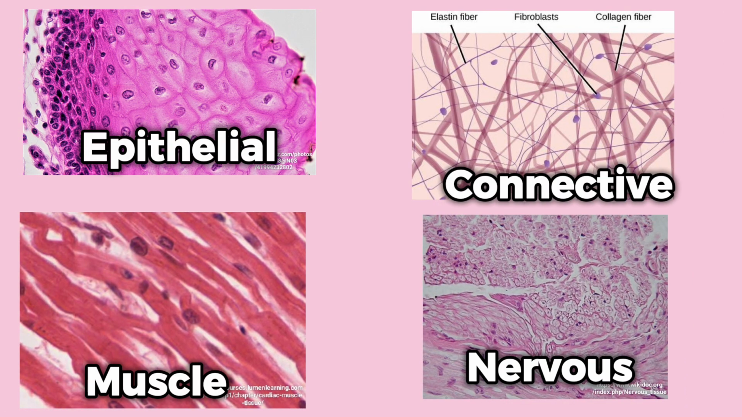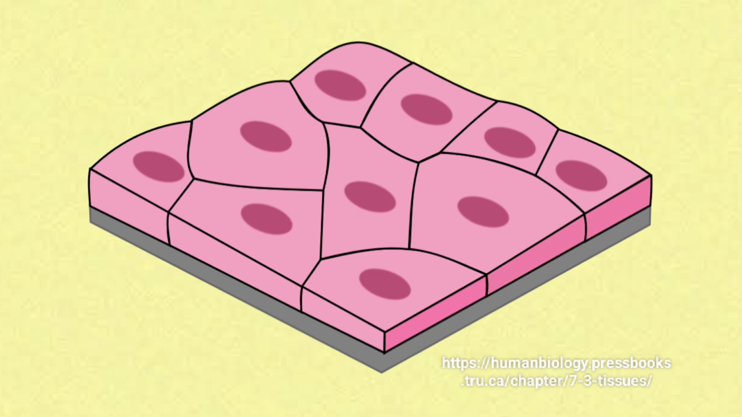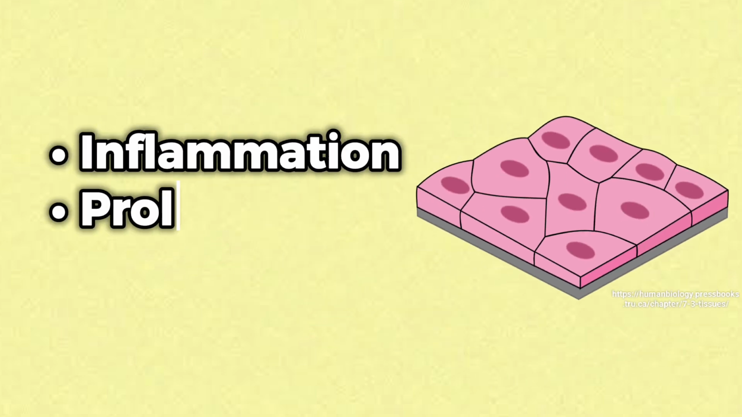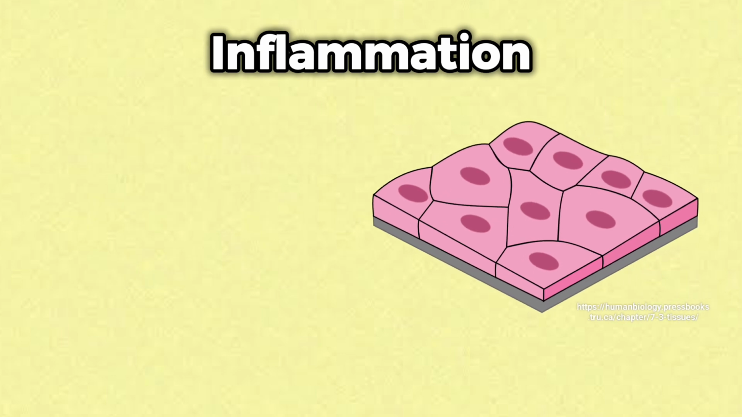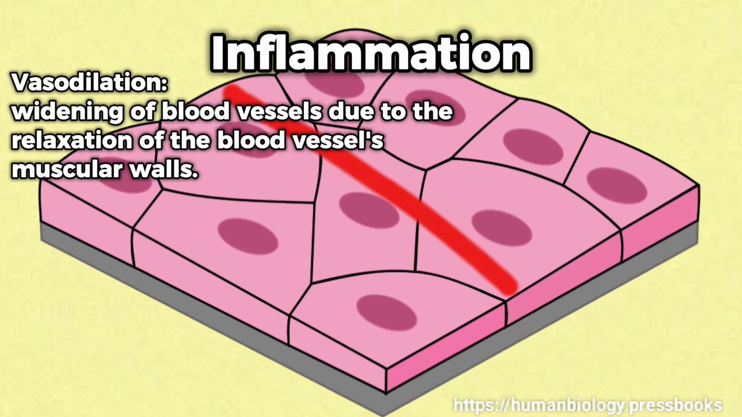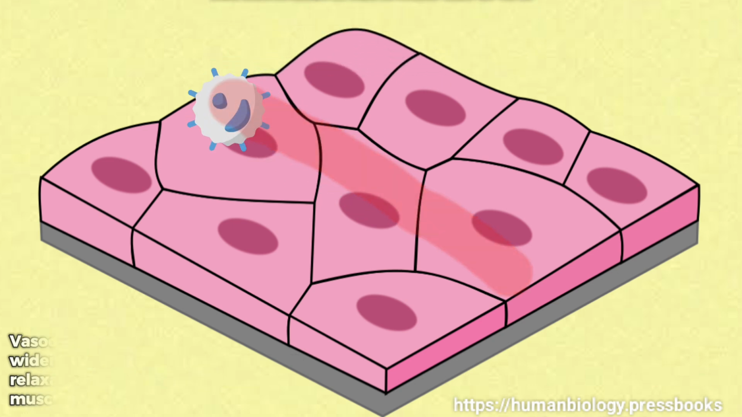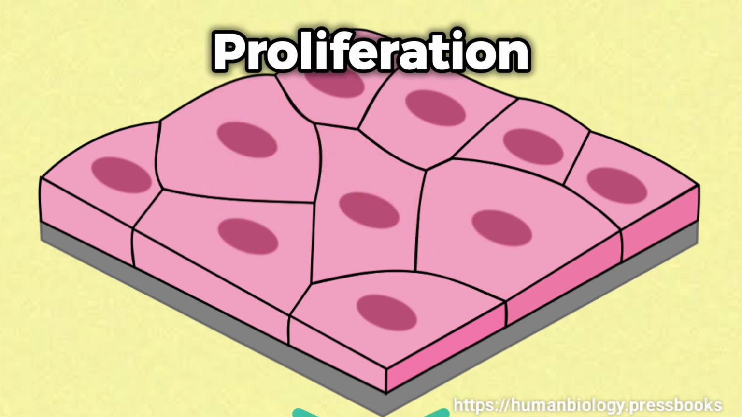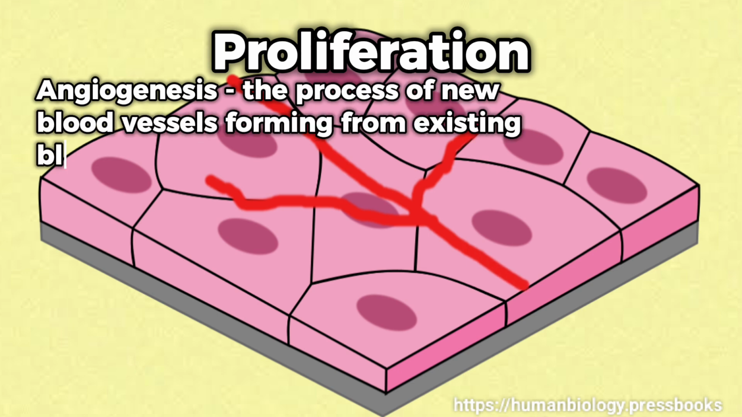And in my next video, I will explain how they function, their importance, and how they heal from injuries. But how do tissues generally heal? Tissues heal through inflammation, proliferation, and remodeling. During inflammation, vasodilation increases blood flow and white blood cells clear debris. In proliferation, fibroblasts produce collagen, and angiogenesis forms new blood vessels.